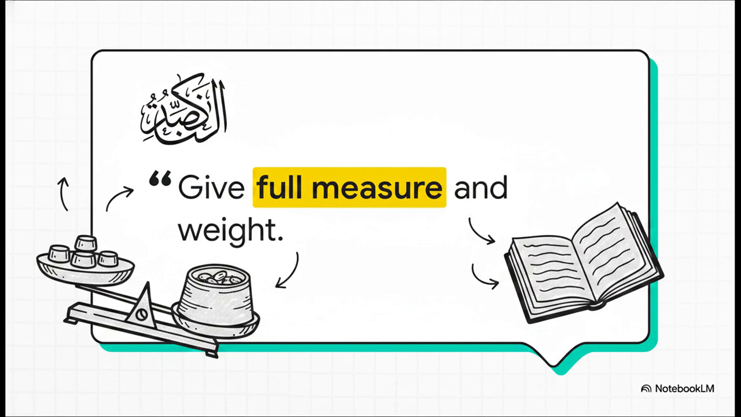So when merchants in classical times used a measure, like a sa', the phrase sa'an tamran relies completely on this grammar. The sa' is the measure, and tamran, dates, is the authoritative Tanyeez that ensures the trade is specific, fair, and perfectly clear.